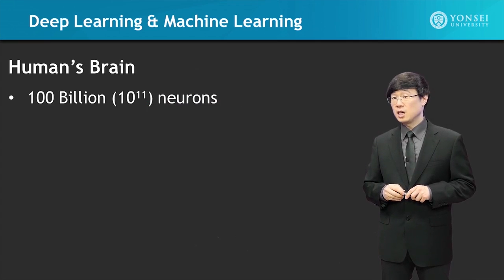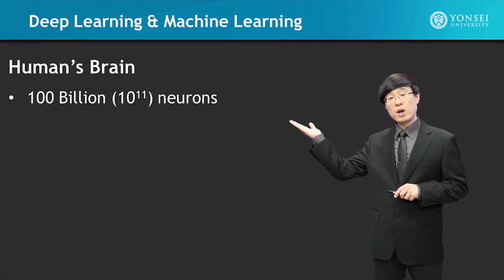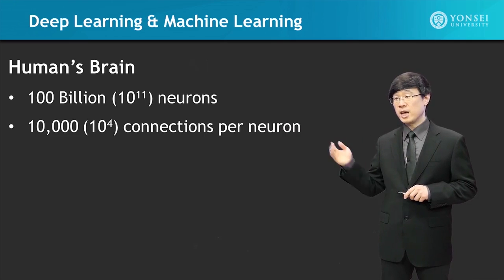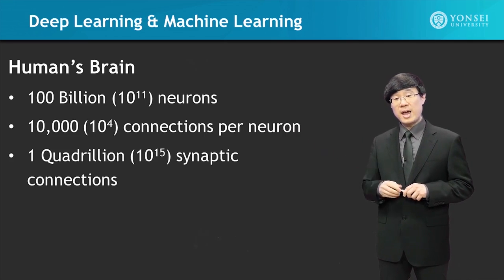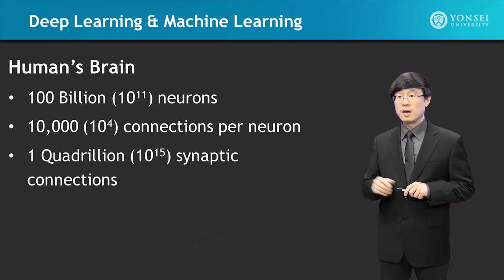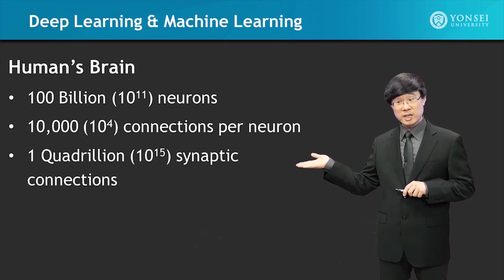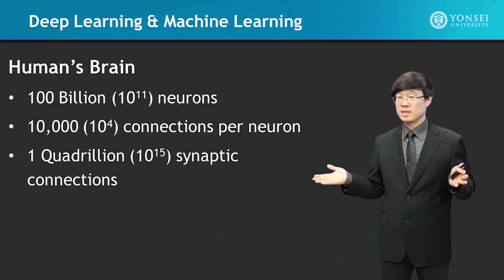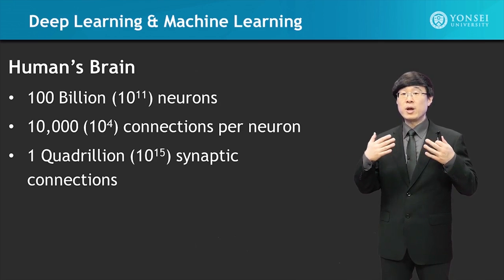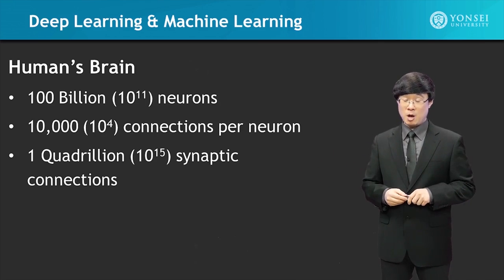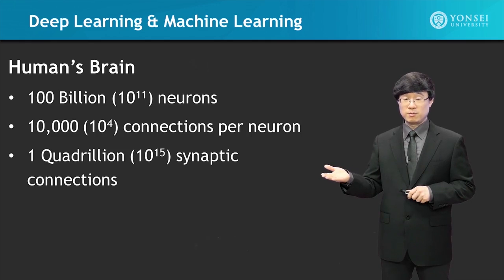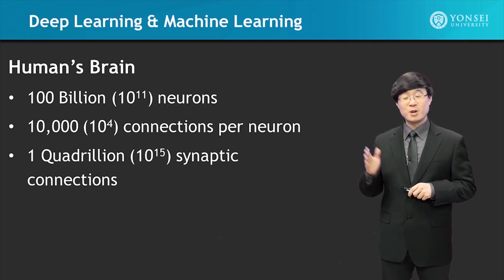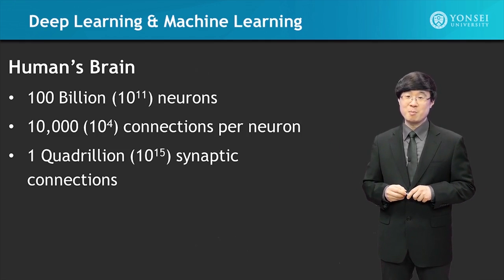In addition, in a human's brain, there are 100 billion neurons. There are 10,000 connections per neuron. And combining these two numbers, there are 1 quadrillion synaptic connections in the human brain. And of course, like I said before, the human brain is not just for simple computations of floating point operations. It's so much more diverse. But then, once again, those were just approximated numbers for fun.